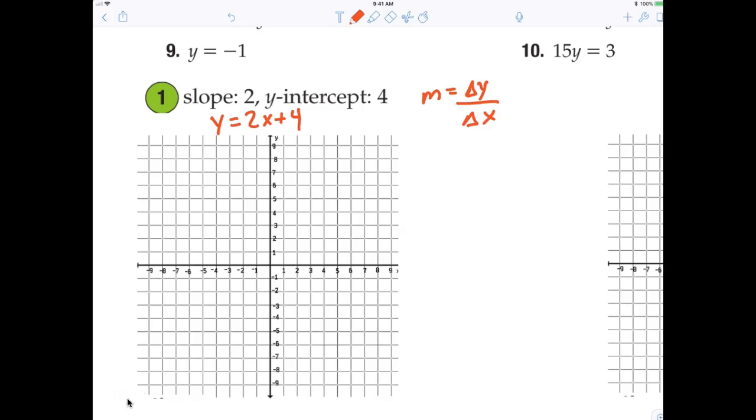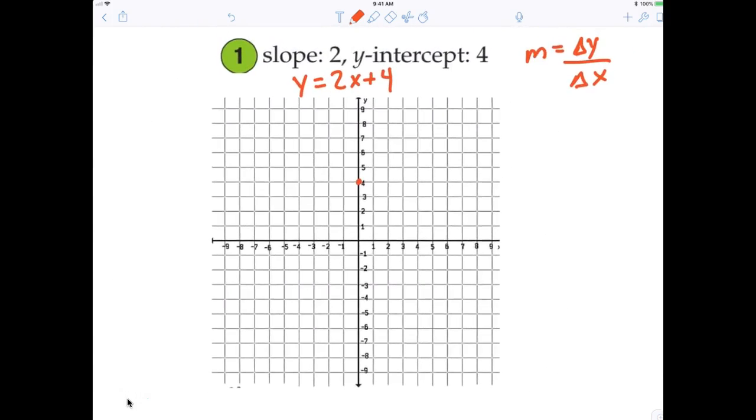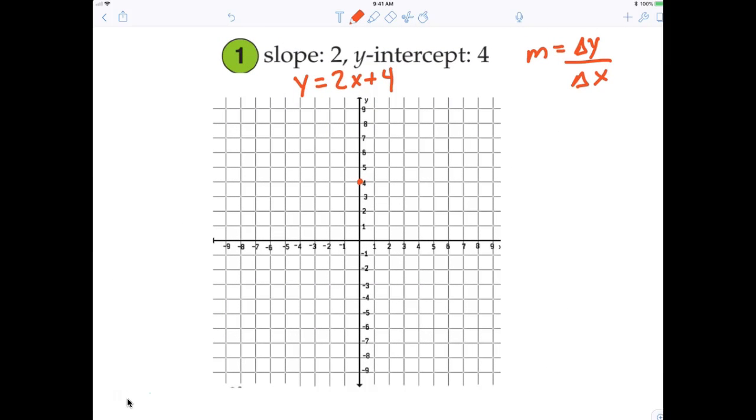Somebody tell me what the y-intercept is in this problem again. Tell me. 4. So what I want to do is I want to blow this up, and I want to put a dot. Where do you think I'm going to put the dot at? At the? Yes, that's all that means, is we're going to start by putting a dot at the y-intercept. Now, we're going to use the slope to find another point. What is the slope of this line again? 2 over what?